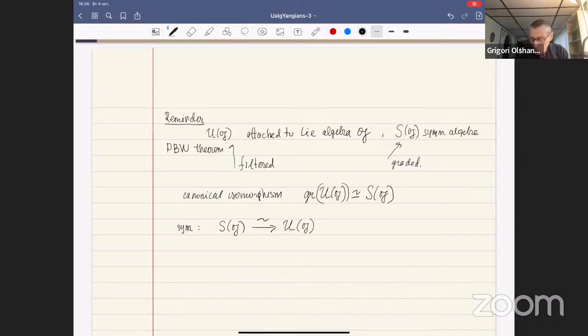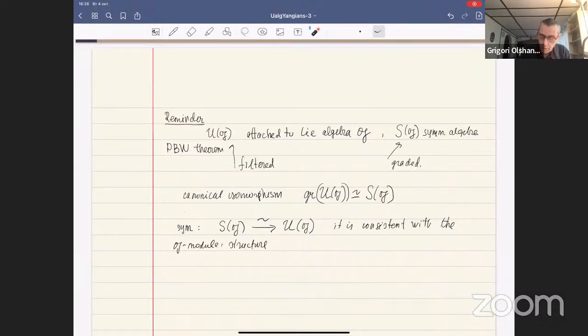And its crucial property is that it is consistent with the G-module structure on both objects, which means that we have two representations of our Lie algebra. We have a representation on this space, we have a representation on this space, and our map is an isomorphism of these objects as G-modules.